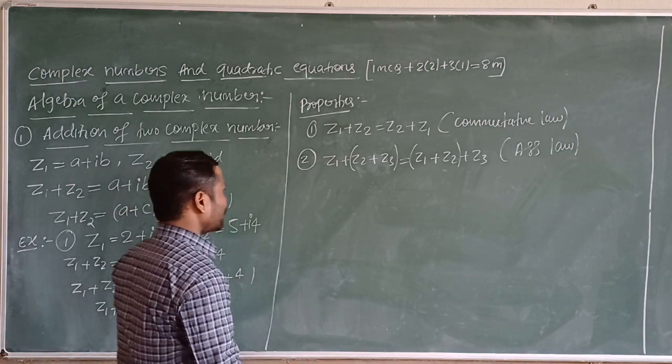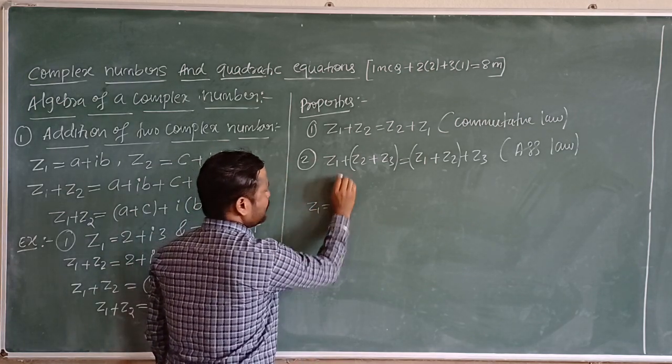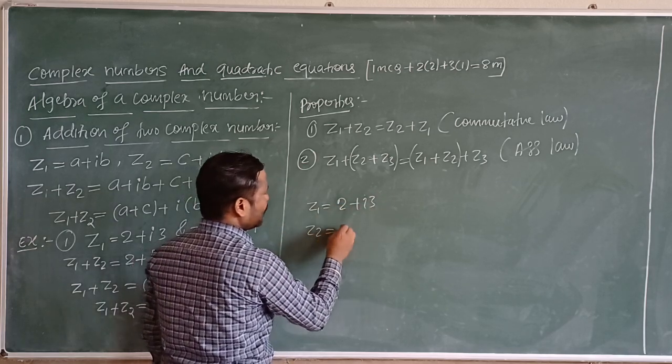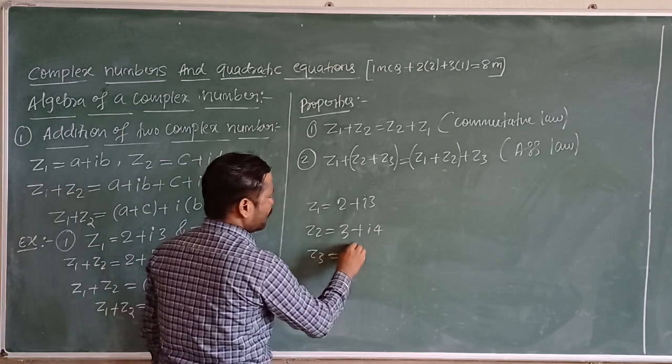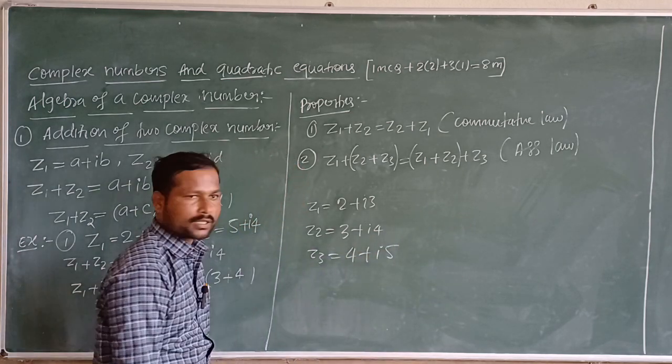Associative law, right? How can we verify it? Take z1 equal to 2 plus 3i, z2 equal to 3 plus 4i, and z3 equal to 4 plus 5i. Take three different complex numbers here.